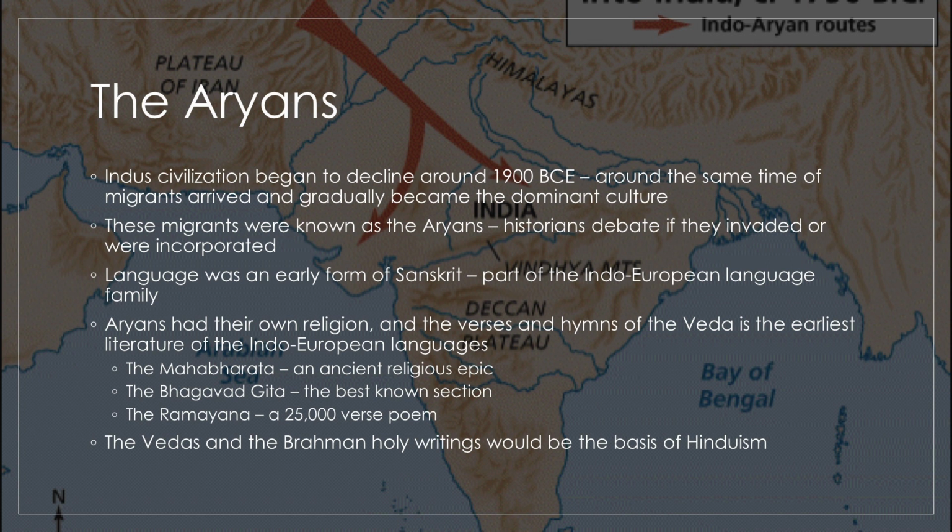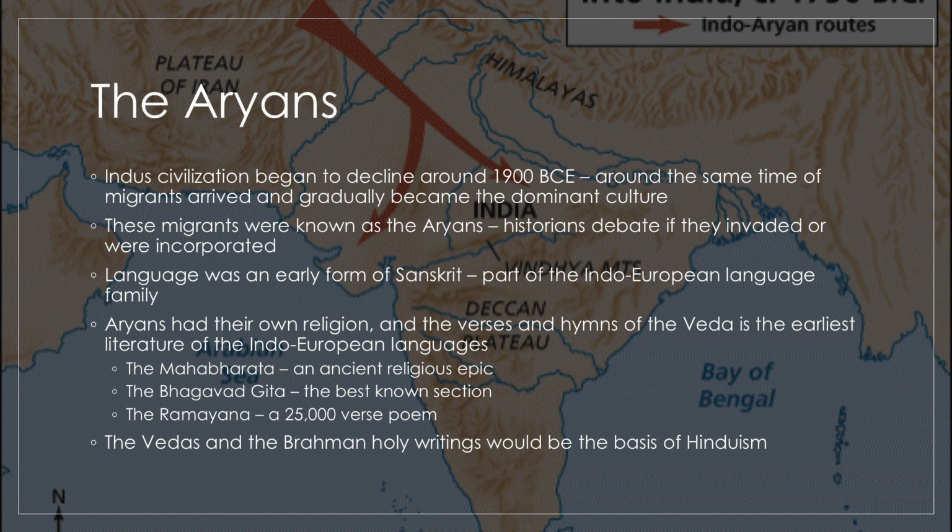The Aryans brought with them a new form of language. It was an early form of Sanskrit, which is part of the Indo-European language family. The Indo-European language family includes languages such as Persian, English, German, Italian, and Greek.